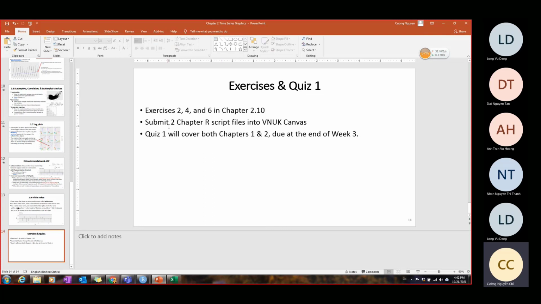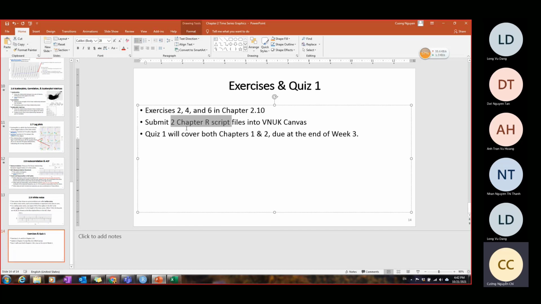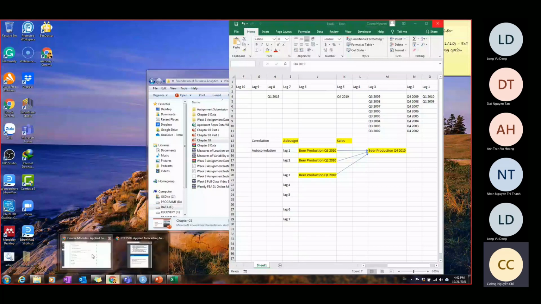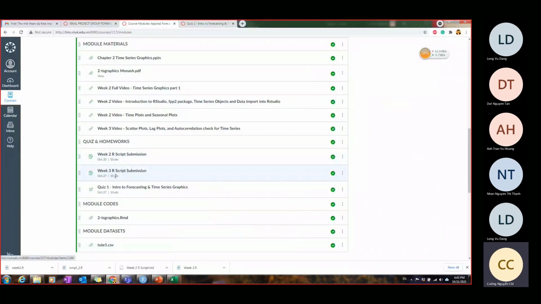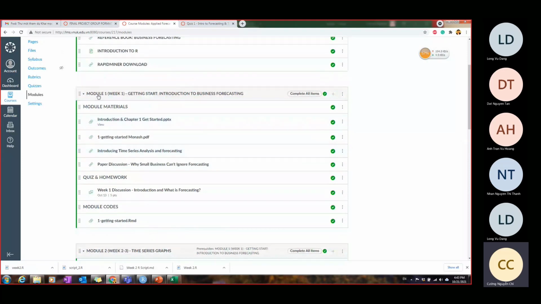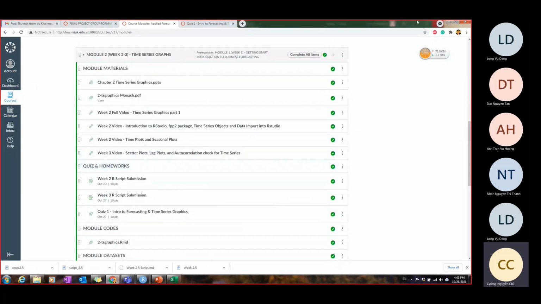So I told you about that. You have to submit the R script for the two chapters. So we have the time series R script of these chapters, right? You still have to submit one more, and you have quiz number 1. Quiz number 1 includes all the information of module 1 and module 2, and that will be the main theme of the questions.